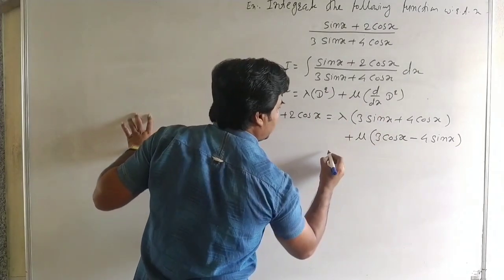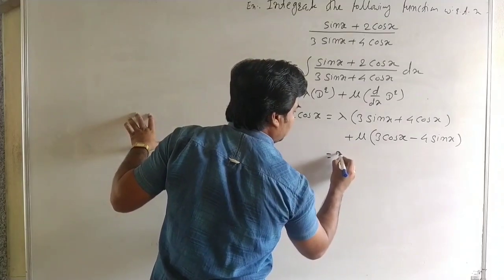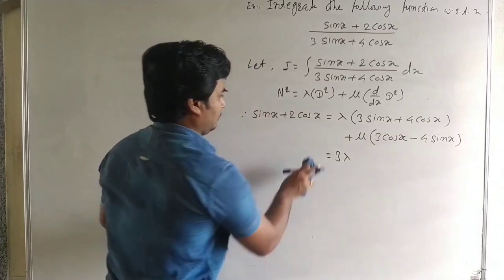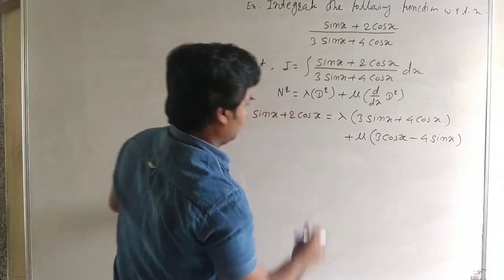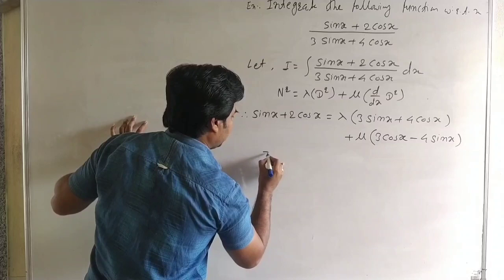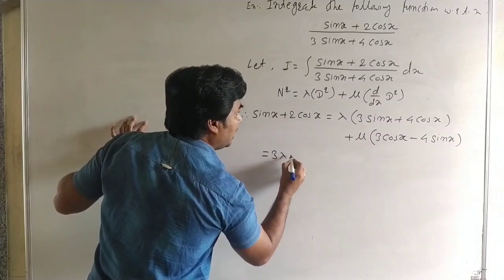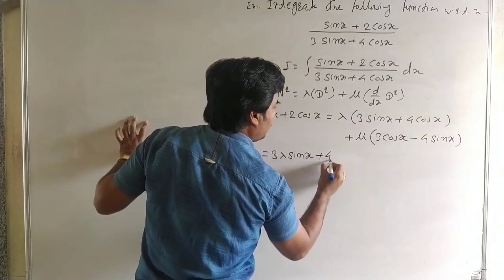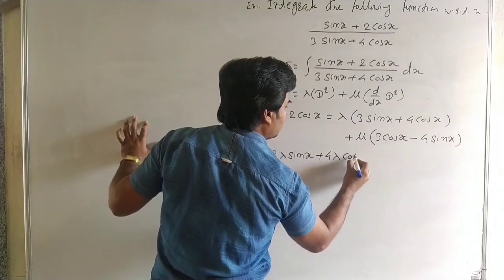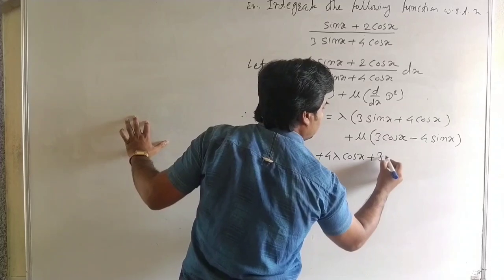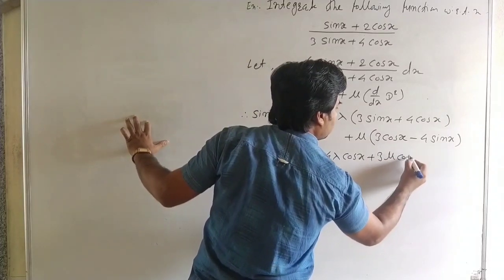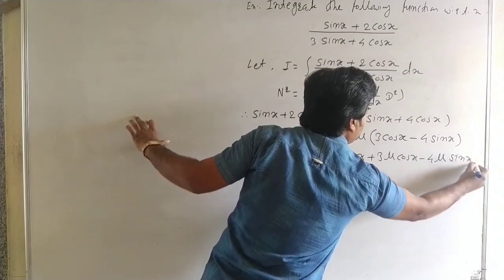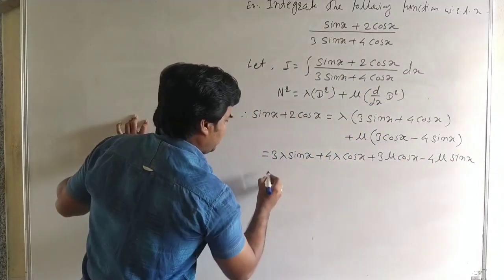Therefore this can be written as 3 lambda sin x plus 4 lambda cos x plus 3 mu cos x minus 4 mu sin x. Now collect the sin and cos terms. See carefully.